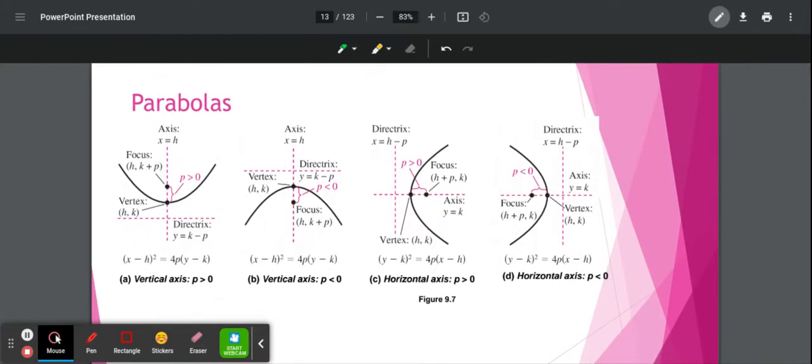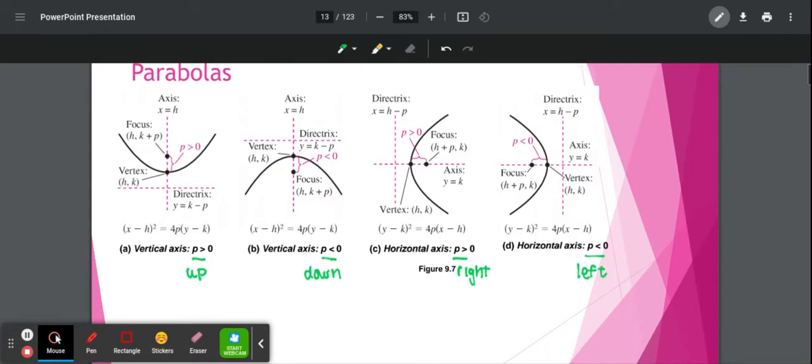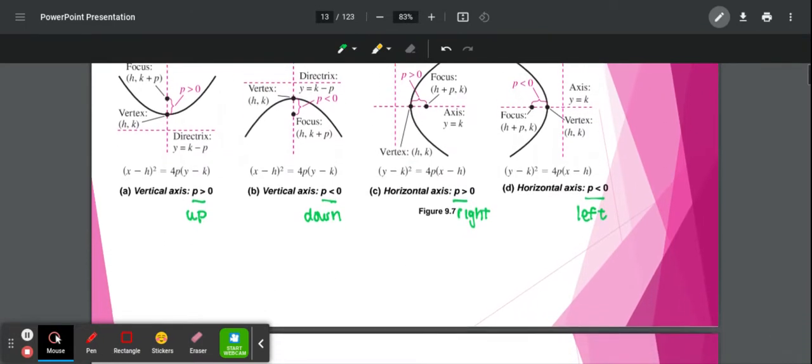Your parabolas can open up or down, and your parabolas could open left or right. If p is positive, then your parabola opens up or to the right, which are towards the positive values. If p is negative, your parabola would open down or to the left, towards the negative values. So that's one way to determine what direction it opens, just looking at that p value.